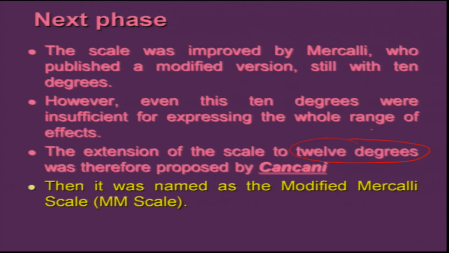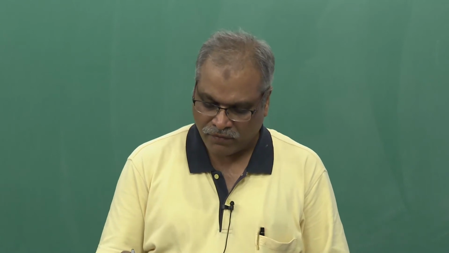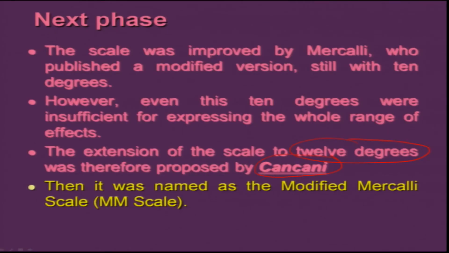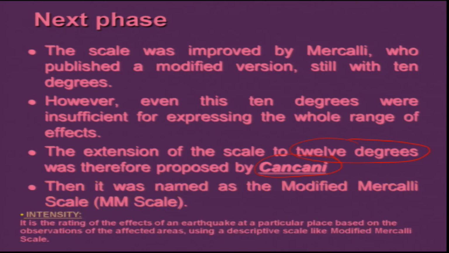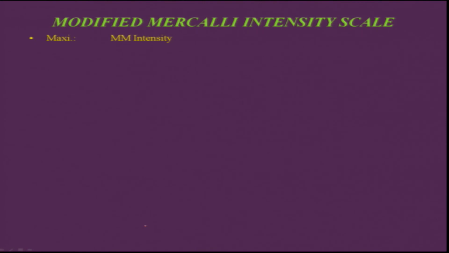So first was Rossi-Forel, then came the Mercalli scale, and the Mercalli scale was modified, and this was termed the modified Mercalli scale, with a 12-degree scale. Okay, it came. So intensity, as we were talking about, is the representation of the effects or the damage in a particular area. So the modified Mercalli scale, if you look at it, is also like the MM scale.